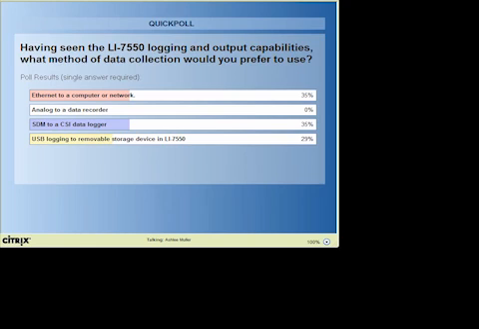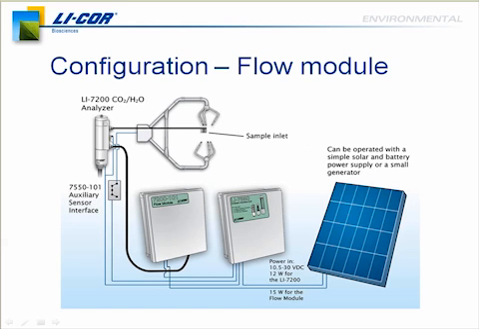The next component of the system that we're going to talk about is the flow module. It's called the 7200-101 flow module, and it is an optional accessory for the 7200 system. If you've already got a pump or a flow system designed for your flux towers, you can use those and interface them with the 7200. It's very flexible. But if you don't already have a solution and you're looking for something that can be fully integrated and be a very low power consumption solution, we did design the LI-7200-101 flow module just for that.